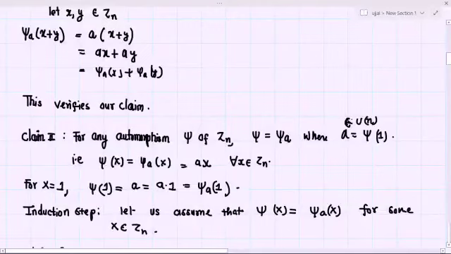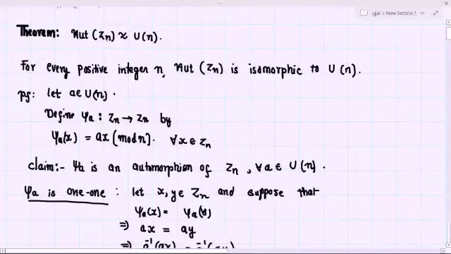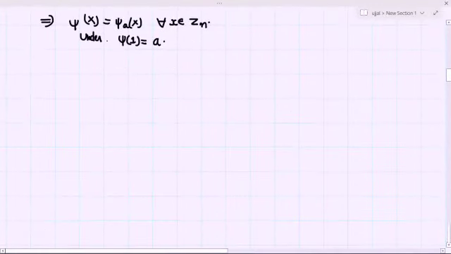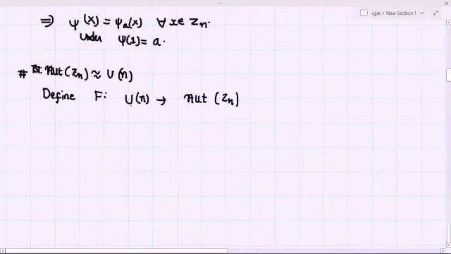Now we come to our point, that is, we want to show that the set of all automorphisms of Zn is isomorphic to Un, where Un is the group of units of n. In order to show this, we define a function f from Un to the set of all automorphisms of Zn, such that f of a, for any a in Un, is equal to psi a. Okay, we are defining it like this.